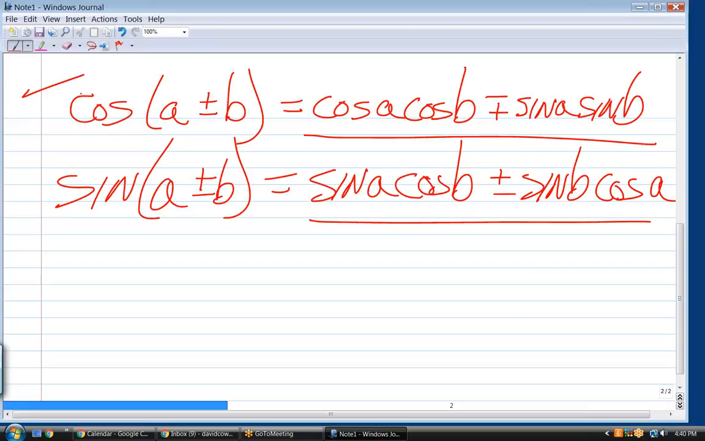And when you memorize this one, know that it starts out cosine, cosine, opposite. That's all you have to memorize for that one. Because if you know it has two sines and two cosines, then you know what the rest of it has to be.